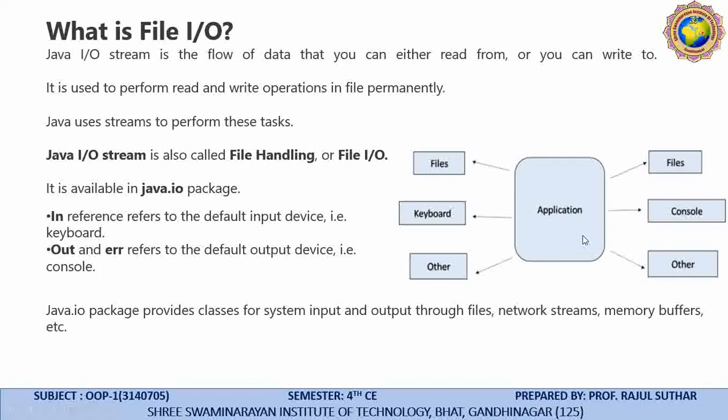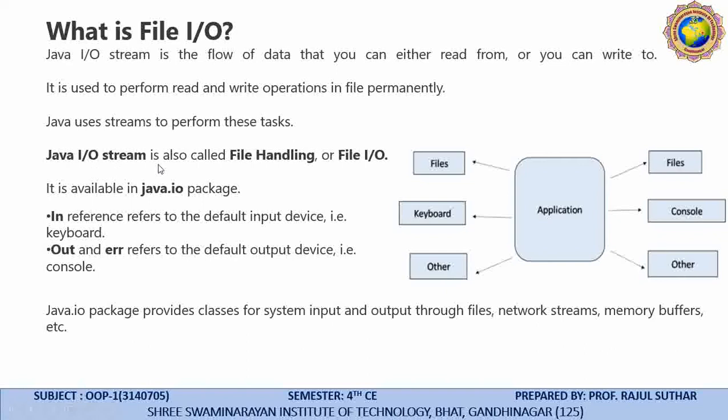We use the particular output device to display, like projectors. And if you want to print a particular file, then printers, that type of output device, are connected, and any other device if connected. So this is the stream, meaning IO for Java. It is used to perform any read and write operation on a file permanently. Java uses the stream to perform this task.